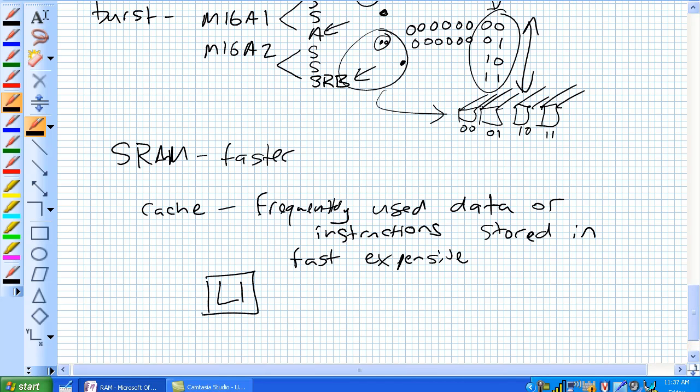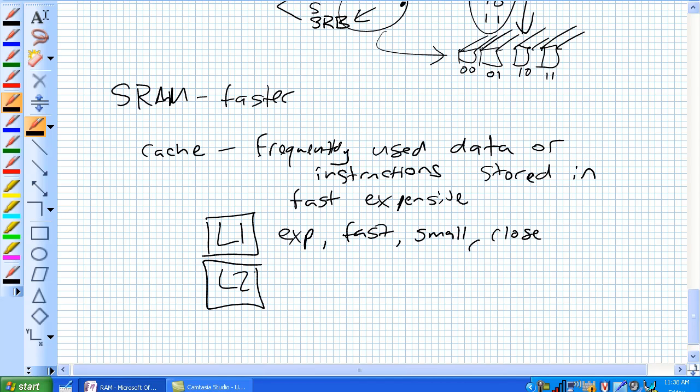There are different levels. L1, muy caro, very expensive, but very fast. And that's kept real close, maybe even inside the microprocessor. So, expensive, fast, but not a lot of it, because it's expensive. But it's real close.